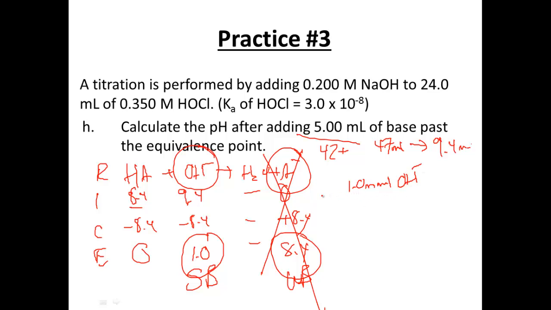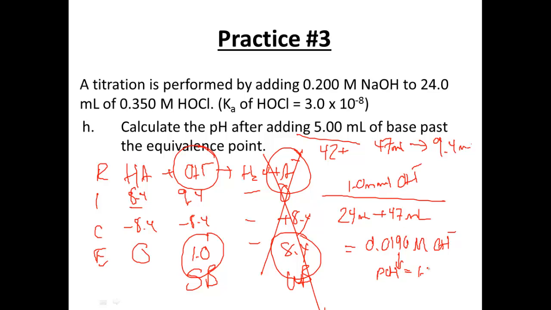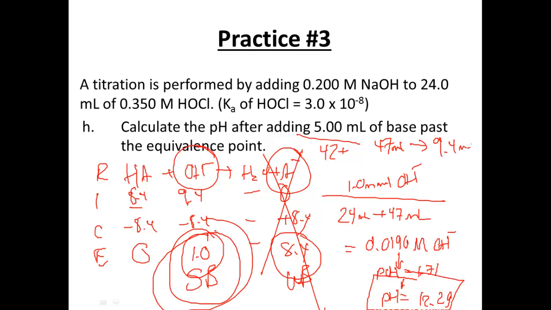Get this back into concentration. The 1 millimole divided by the total volume, which is the 24 we start with, plus the 47 we just added. And when we do this, we get a concentration of 0.0196 molar hydroxide. And from that, find pOH, which is 1.71. And from that, find pH, which is 12.29. Alright? So, when you go beyond the equivalence point, it becomes a strong base problem because that's what's left over, and that determines the overall pH now.